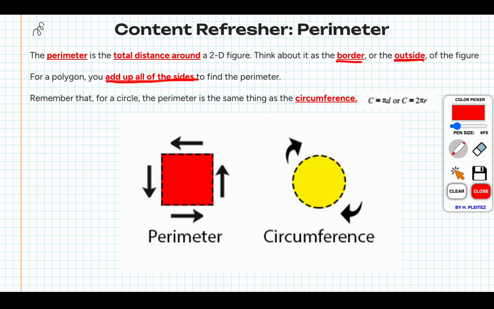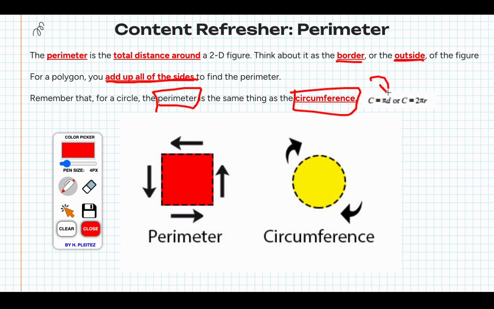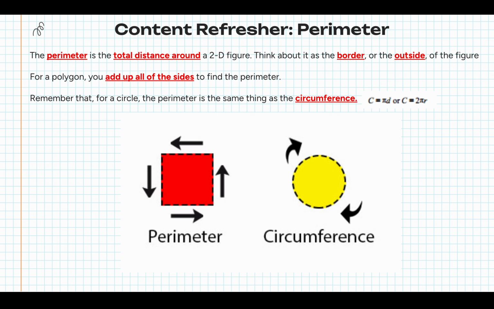However, if you have a circle, circles don't have sides. So for circles, you have to remember that the perimeter is the same thing as the circumference. And again, we're given the formula for circumference, so you don't have to remember that. However, there might be some word problems that say, hey, I have a circular garden and I want to know the perimeter of it, right? You're going to have to be able to relate that in your brain, that perimeter is the same thing as the circumference of the circle.